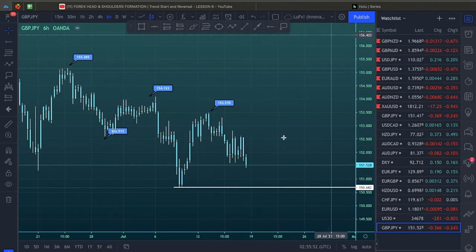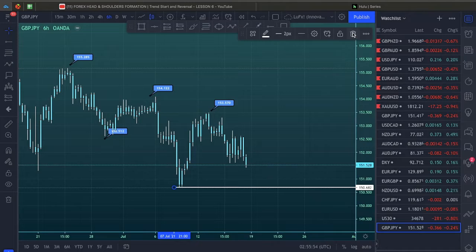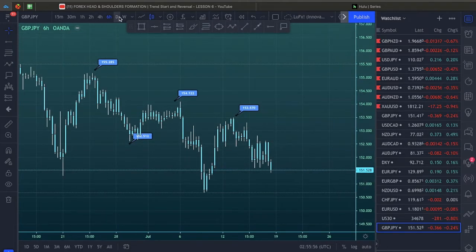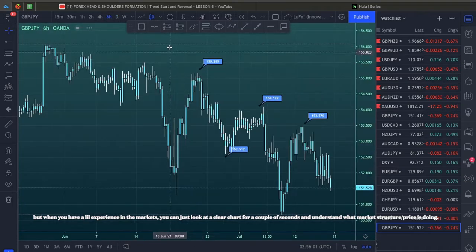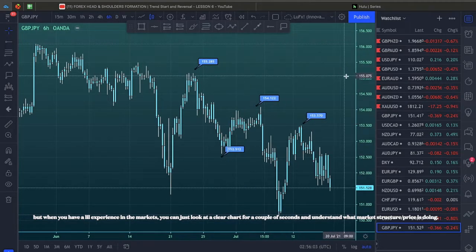That's just market structure. I just wanted to show you that before I started breaking down the trade, so you don't think I'm just coming into a random chart and plotting things up. You've got to actually look at the charts, understand them, and then start plotting your analysis.